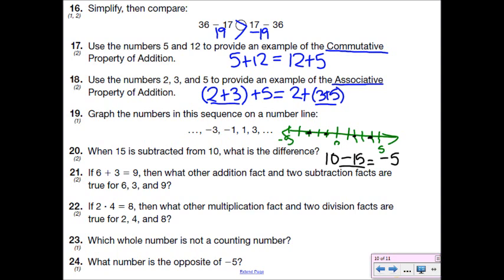If 6 plus 3 is 9, then what other addition fact and 2 subtraction facts are true for 6, 3, and 9? Well, just using the commutative property, we know that 6 plus 3 is 9, so then we can do it in the other order. 3 plus 6 is 9. And then if we were to take 9 minus 3, that's going to be 6, and 9 minus 6 will be 3.